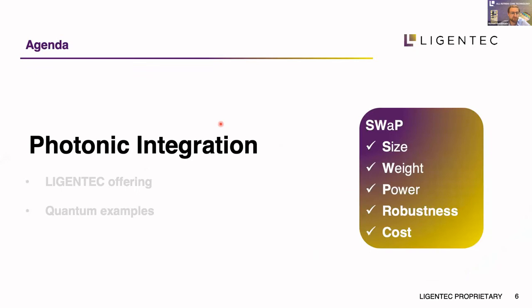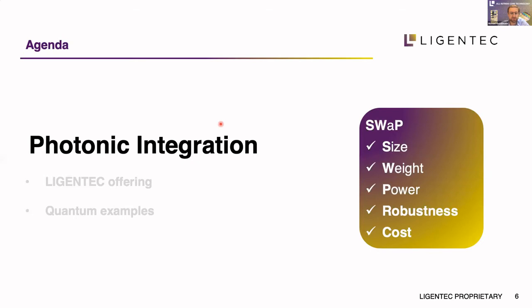I want to quickly motivate why photonic integration is very interesting for quantum applications. As was already addressed in the first talk, it is not only about size, weight, and power, but it's also about robustness, that you don't have movable parts in your optical circuit. And if you want to scale it up, so if you want a certain volume, then it also scales with cost.